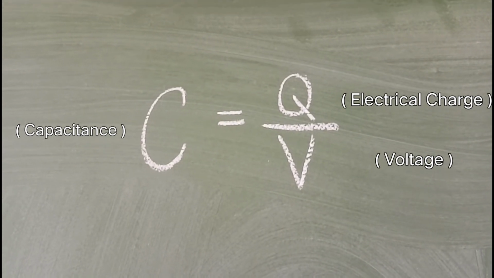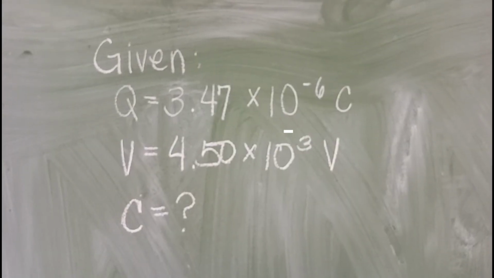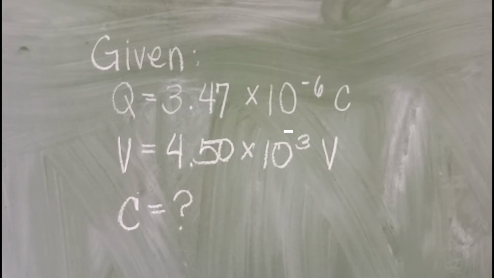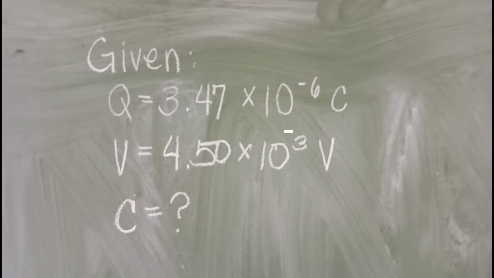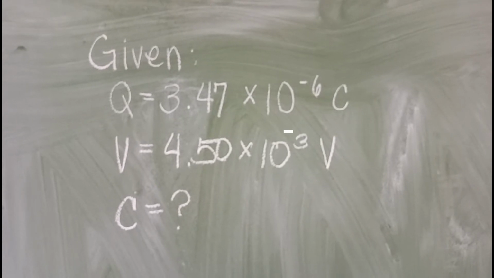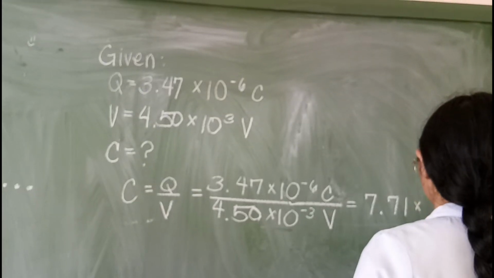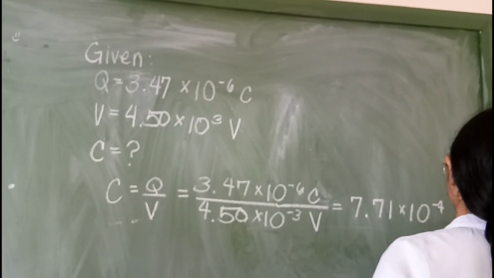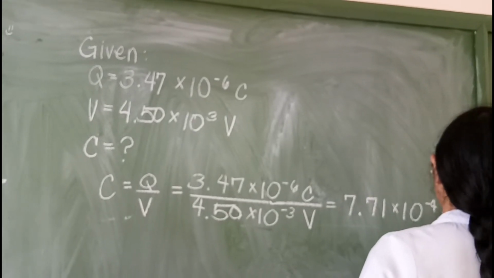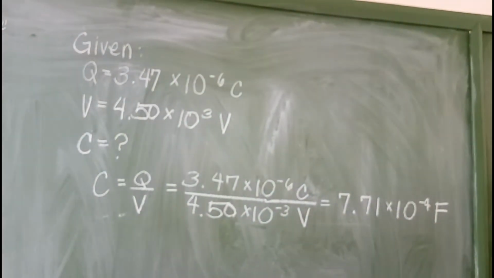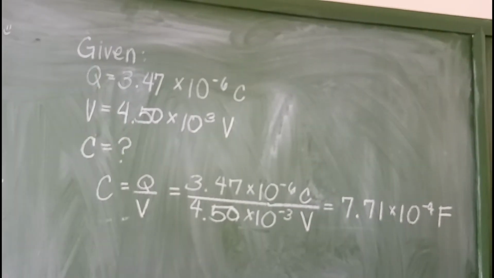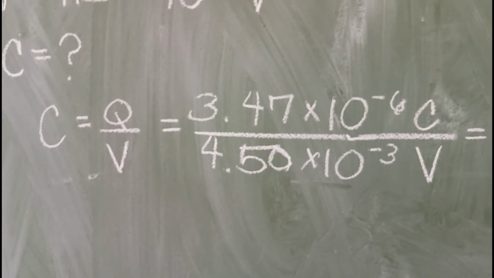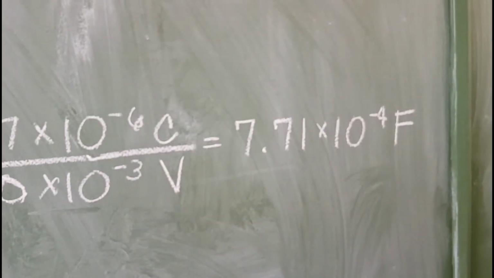So here is a sample problem. What is the capacitance of a capacitor with a given electrical charge of 3.47 times 10 raised to negative 6 coulombs and a voltage of 4.50 times 10 raised to negative 3 volts? Let's solve. So 3.47 times 10 raised to negative 6 coulombs over 4.50 times 10 raised to negative 3 volts equals 7.71 times 10 raised to negative 4 coulombs per volt, which is equivalent to farads.